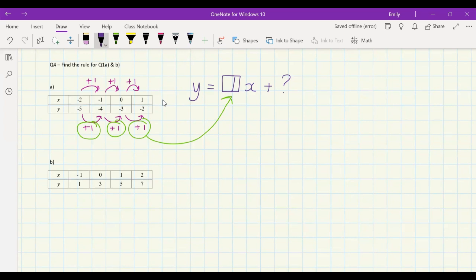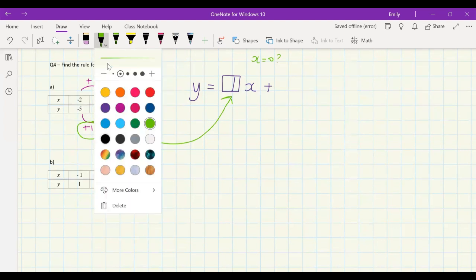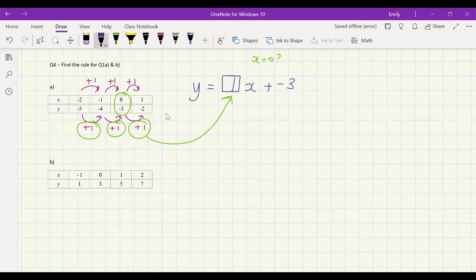Now, what's this number here on the end, where the question mark is? Well, if I look at where x equals 0, so go back over here and look at where x equals 0, what does that give us? It's minus 3. So that's the number that goes here on the end. So if I was to write that more clearly, I would write y is equal to 1x, or just x, minus 3.